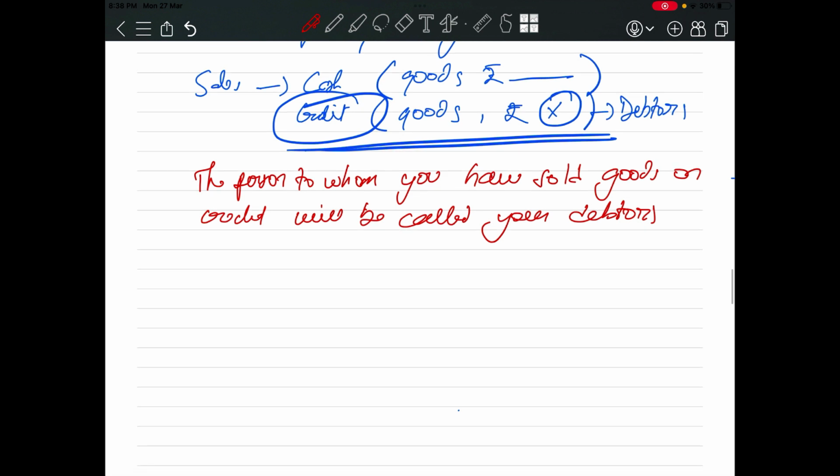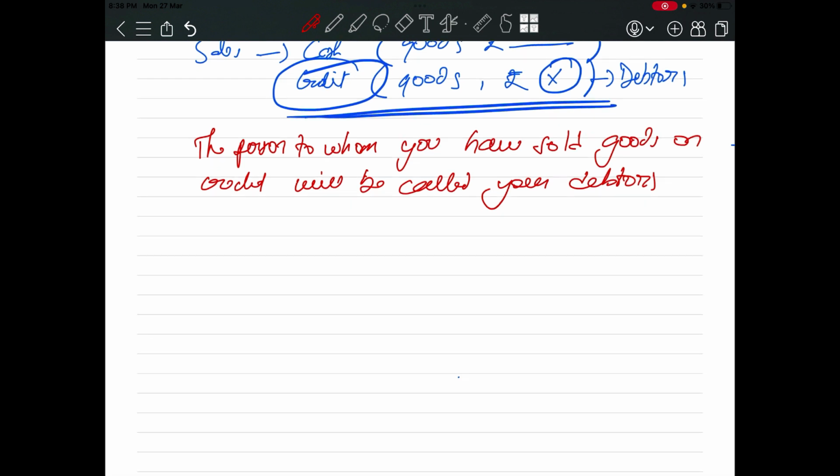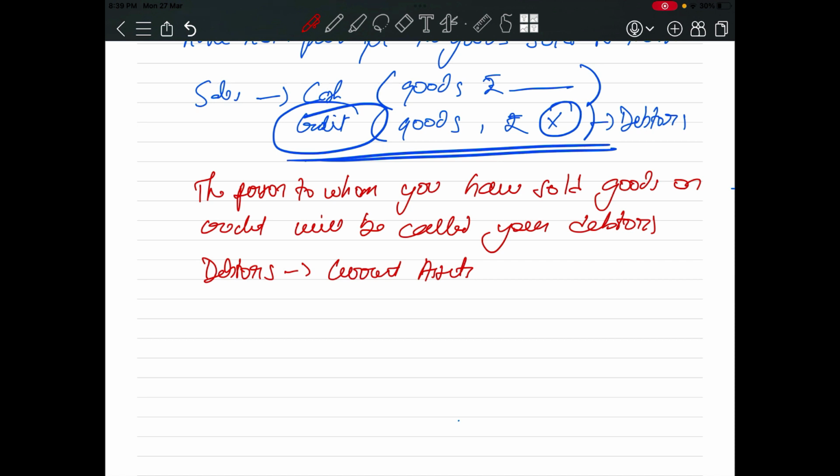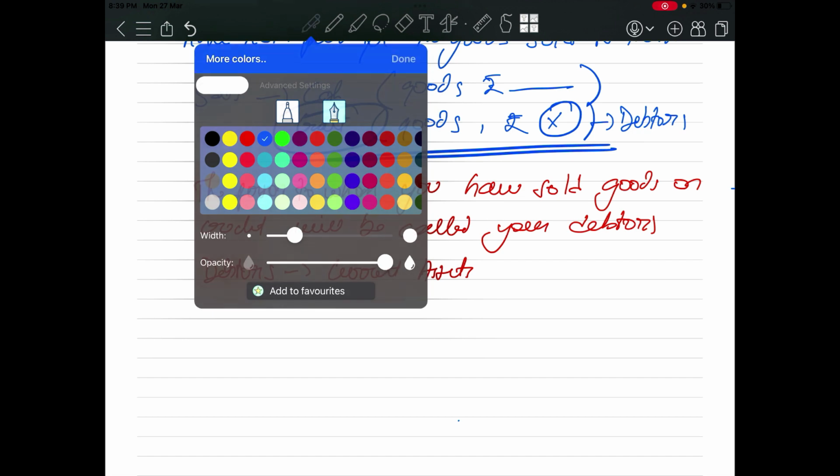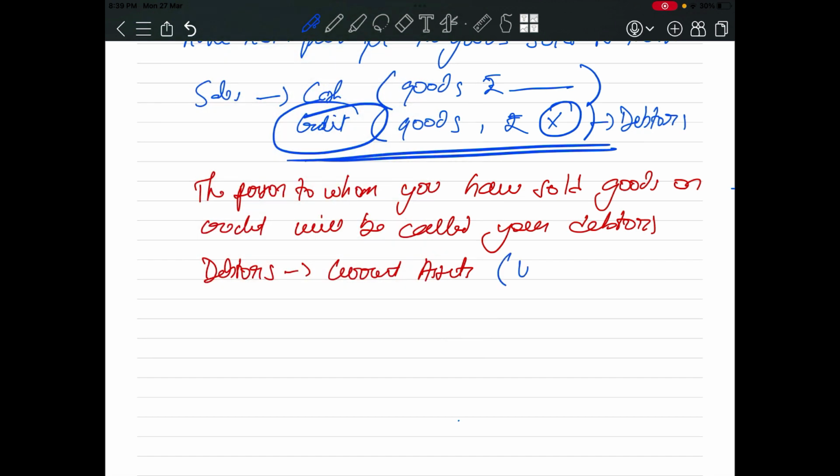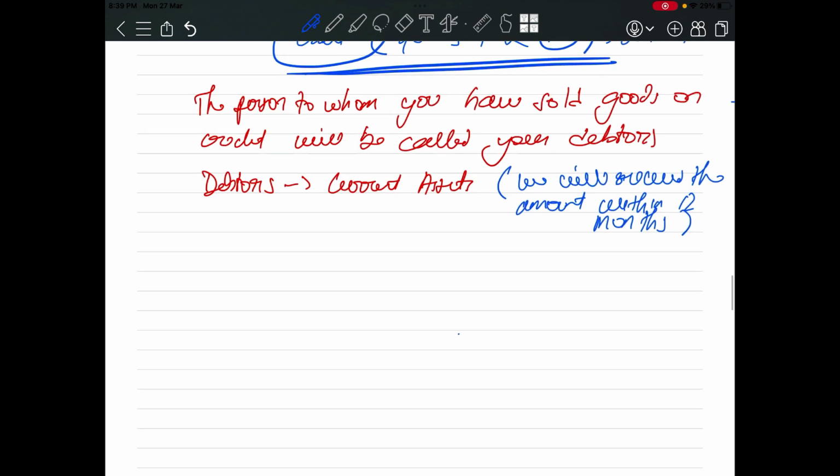Now where will you show this item in your balance sheet? See, debtor is a current asset. I hope you know that debtor is a current asset, because the sales amount which we have sold on credit, which we have not yet received the money for, we will receive within 12 months. So it will be called our current assets.